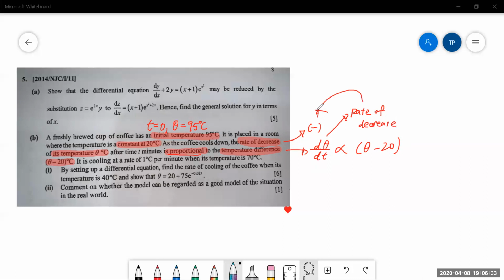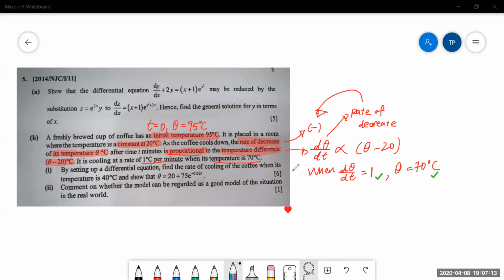And like what Natalie said, it is negative. It is cooling at a rate of 1 degree per minute when its temperature is 70 degrees. So they are giving you some conditions. When d theta dt is equal to 1, we will state it as 1 because by right it should be minus 1, but d theta dt is the rate of decrease. We know that theta is equal to 70 degrees.